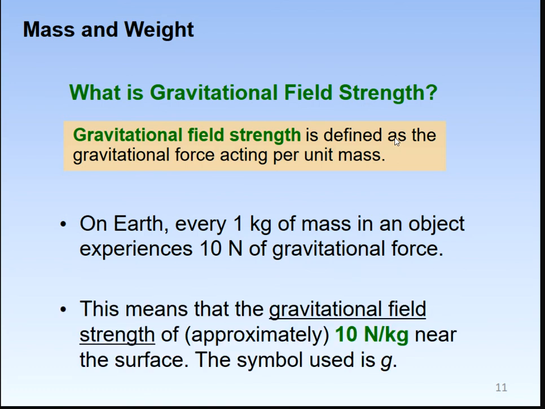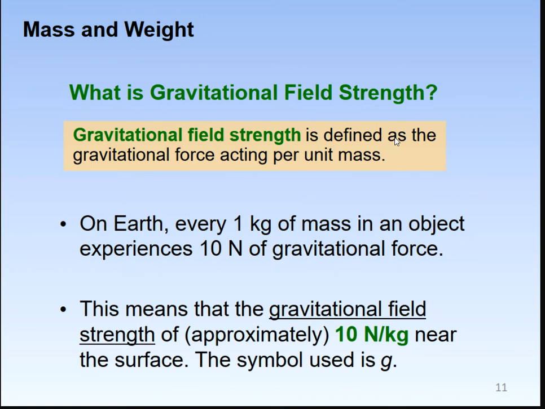So this means that the gravitational field strength, based on the first point, 1 kg experiences 10 newtons. Therefore, the gravitational field strength is 10 newtons per kg. Everybody say with me, 10 newtons per kg. 1, 2, 3, go. 10 newtons per kg. So 1 kg experiences 10 newtons. That's what it means per kg. So on Earth, 10 newtons per kg.